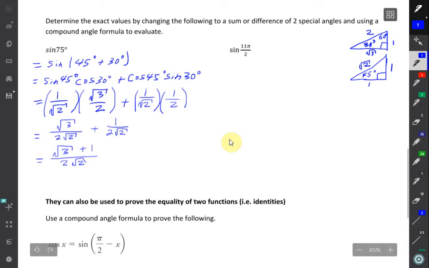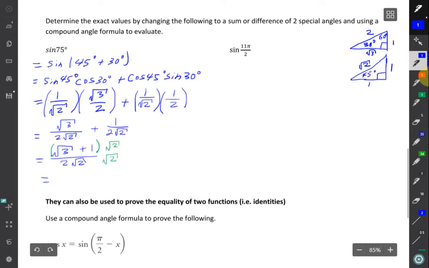Now at this point, we don't want to forget that we need to rationalize. So we need to multiply the denominator by root 2 and the numerator by root 2. And keep in mind, when you multiply this numerator, it's distribution. So it's a good idea to put a bracket around there to remind you of that.